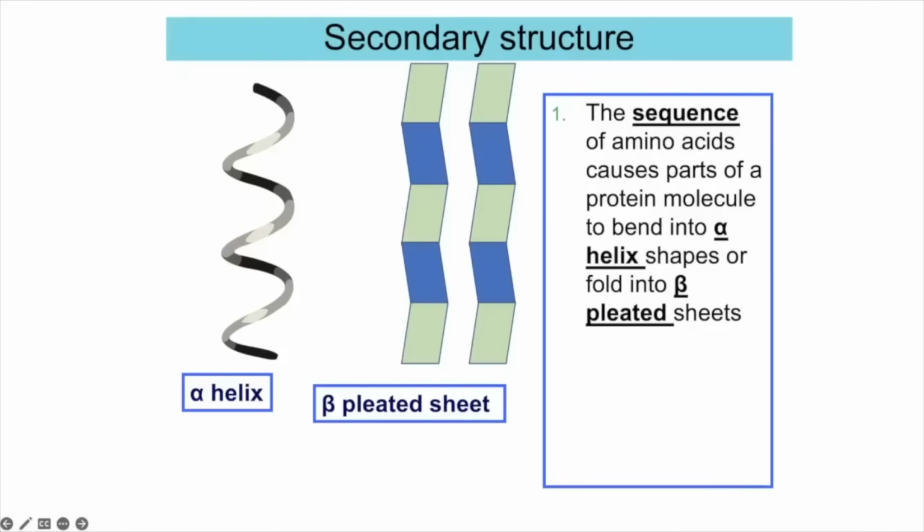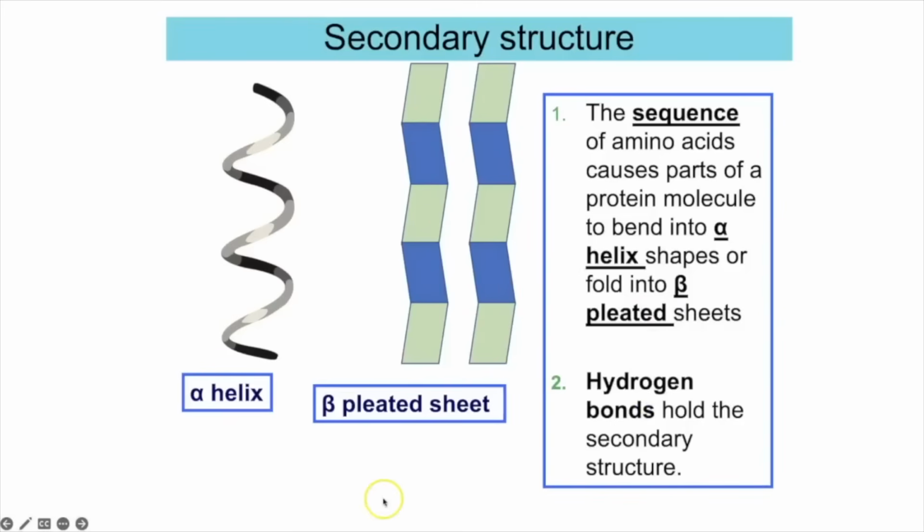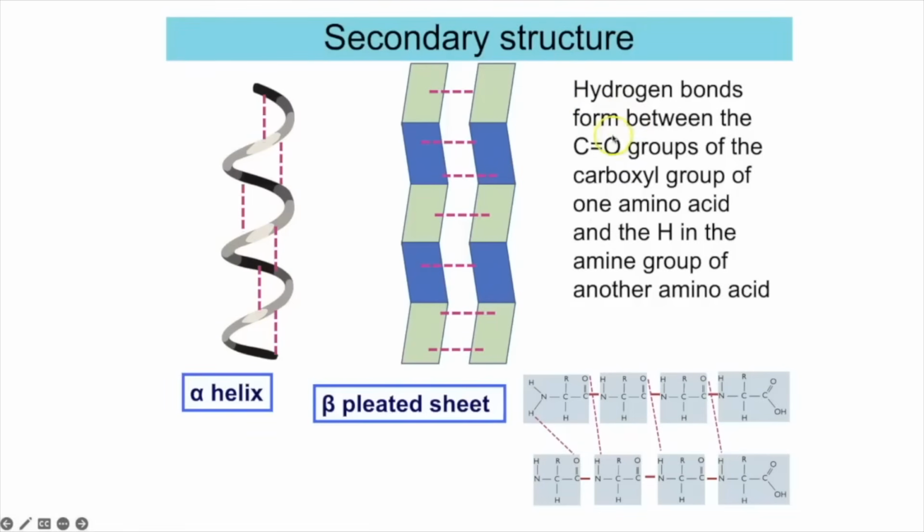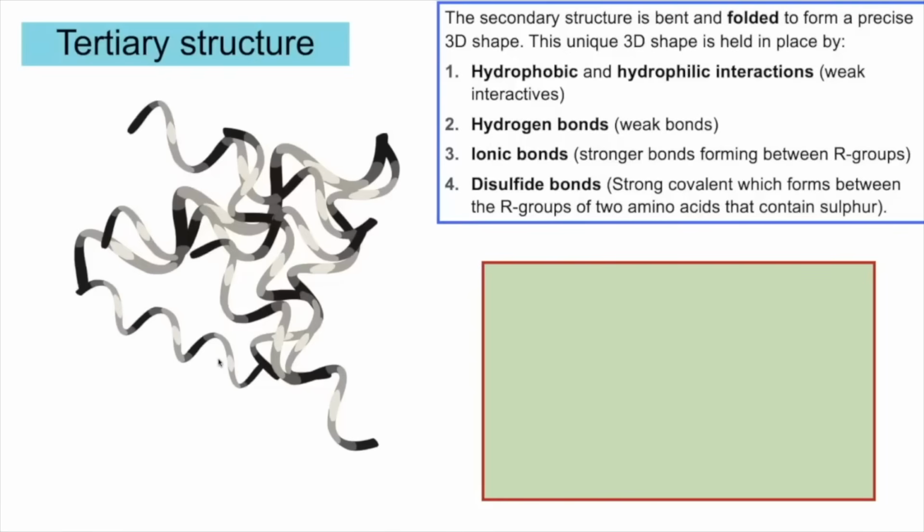The secondary structure is the further folding of the primary structure, and you can either get it folding into an alpha helix or beta pleated sheets. And these shapes are held in place by hydrogen bonds. We can see those just here. The hydrogen bonds form between the oxygen in a carboxyl group and the hydrogen on an amine group, and that is what we can see down here. So it's between different amino acids, between those two atoms, and that holds that beta pleated sheet and alpha helix in place. The next level of organisation is the tertiary structure.